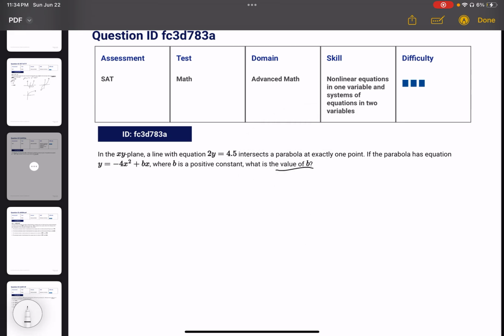Okay, so if we know it intersects at exactly 1 point, the best way to approach this is to isolate y by itself, and that's going to give you 2.25. And now we could set that equal to our equation over here. So since we have this and this now, we can do 2.25 is equal to negative 4x squared plus bx.